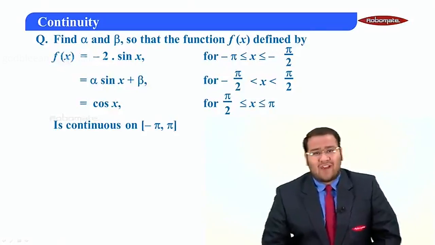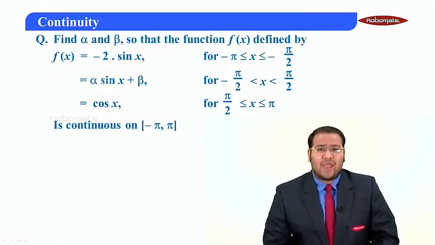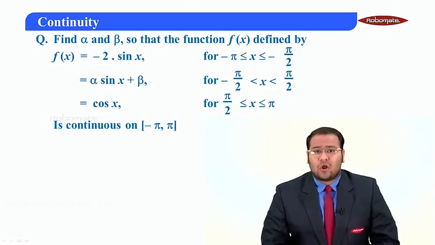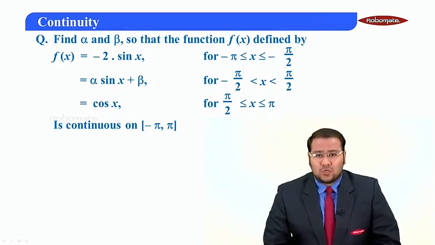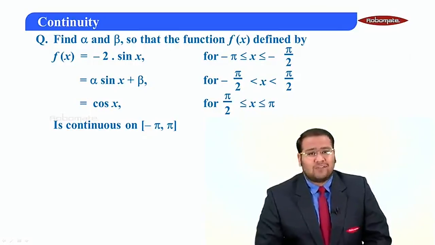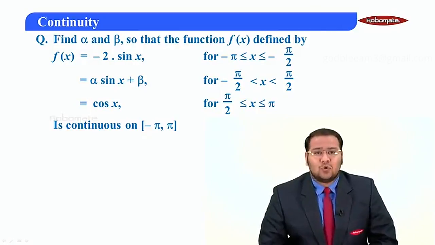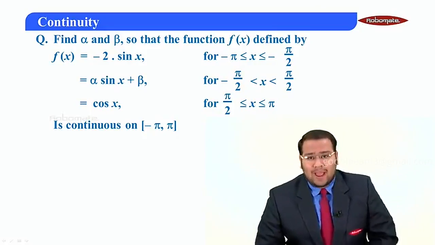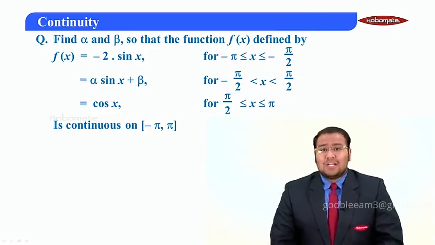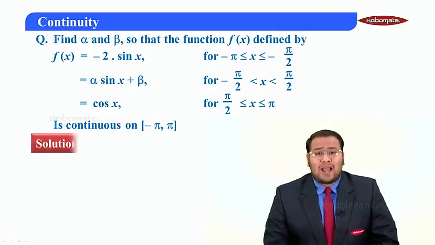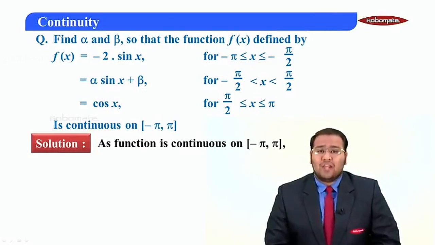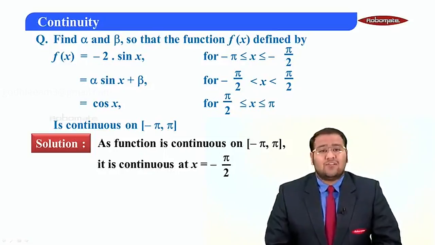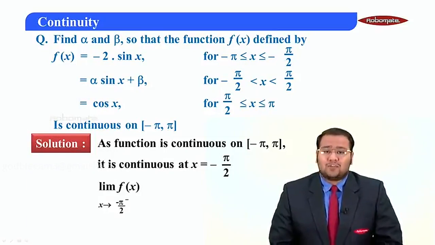You need to find alpha and beta for a function where f of x is minus 2 sine x for minus pi to minus pi by 2, alpha sine x plus beta for minus pi by 2 to plus pi by 2, and cos x for pi by 2 to pi, and it is continuous on minus pi to pi. So you have a range with you that is minus pi to pi. It is continuous at the point x equal to minus pi by 2.